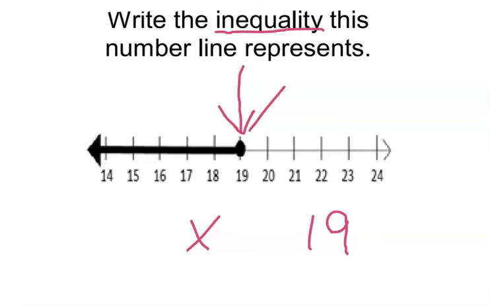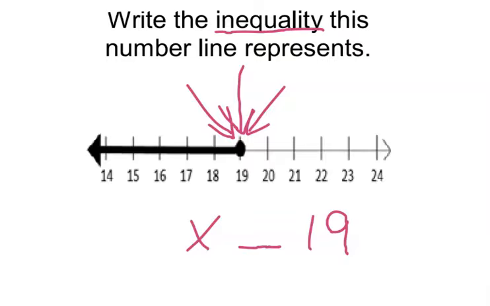So let's look at this dot. Is that dot colored in? Is it completely colored in? Yes. And if you remember, if it's colored in, that means you can include the 19, which means it's going to have the "and equal to" part as part of the sign of the inequality. Because it can be 19, it's not excluding 19.